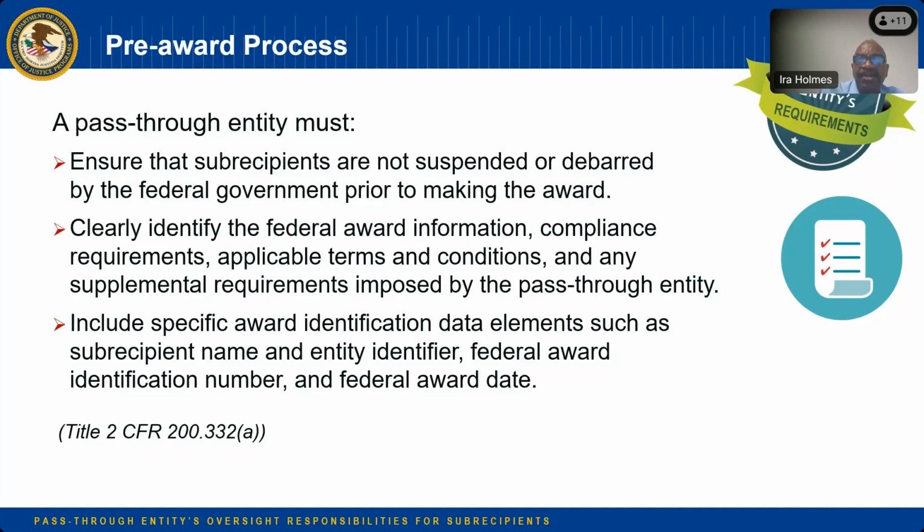And finally, a pass-through entity must include specific award identification data elements such as name, subrecipient name, entity identifier, what I'm saying is the UEI number, the federal award identification number, and the award date. Again, at the bottom of the slide, dot 332, paragraph A.